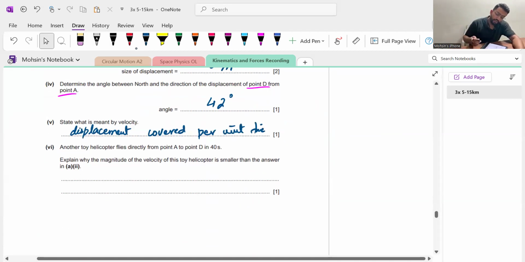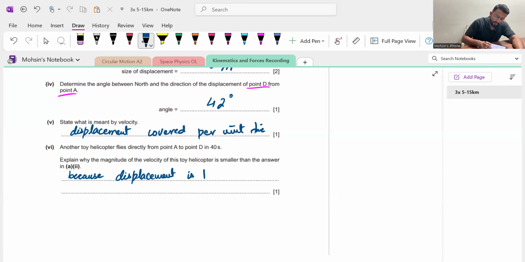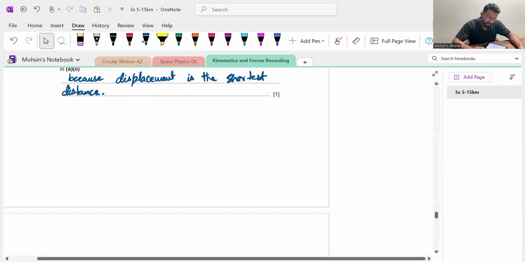So why is the magnitude of velocity of this toy helicopter smaller than in A part 2? Because displacement is the shortest distance. It's a 1 mark question, so no need for further explanation.